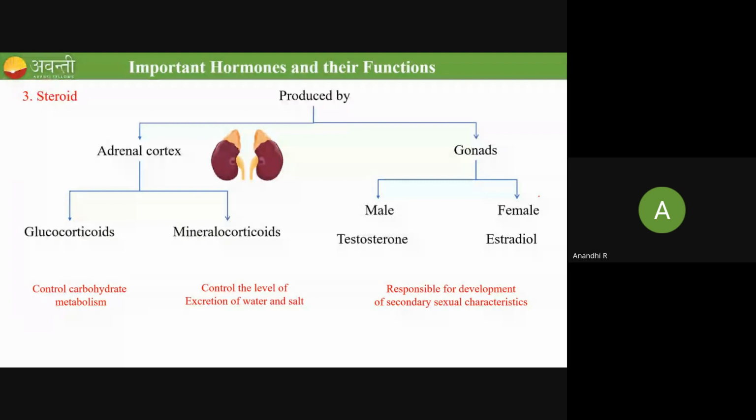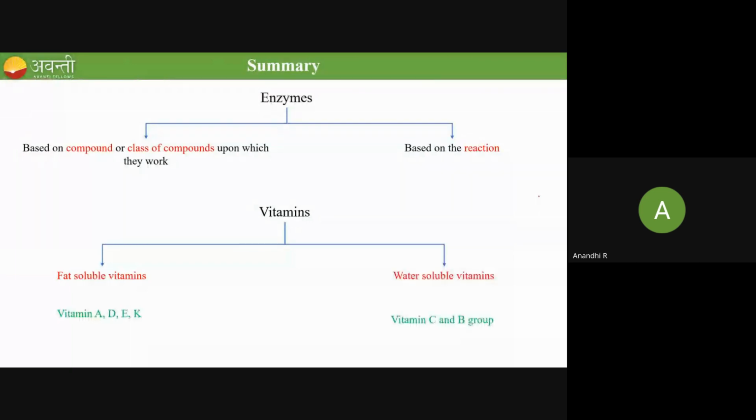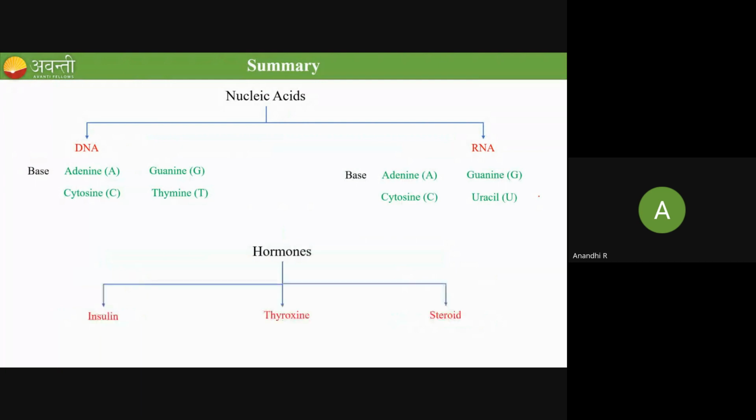Let me summarize from enzymes. Yesterday we studied enzymes, and we classified enzymes into two: first based on class of compounds, and second based on the reaction. Then under vitamins, we again studied two categories: fat soluble and water soluble. Fat soluble vitamins are A, D, E, K, and the water soluble are C and B complex and B12. The third one was nucleic acids: DNA and RNA. T, A, G, C, U are the nitrogenous bases of DNA and RNA. And today, in the hormone part, I have discussed three hormones: insulin, thyroxine, and steroid.